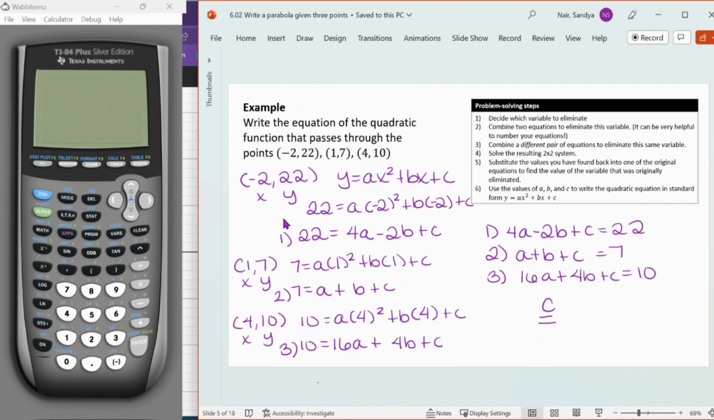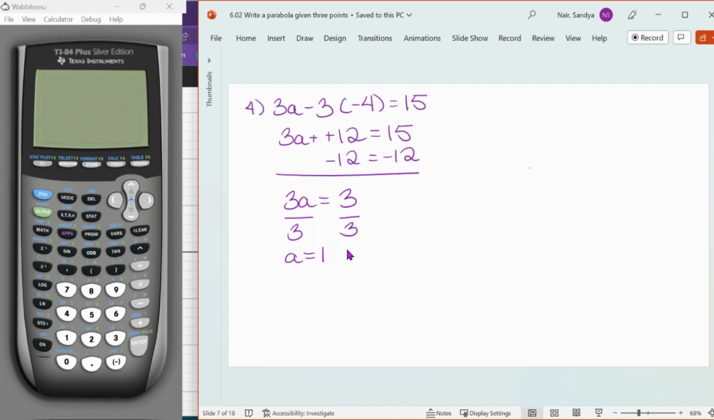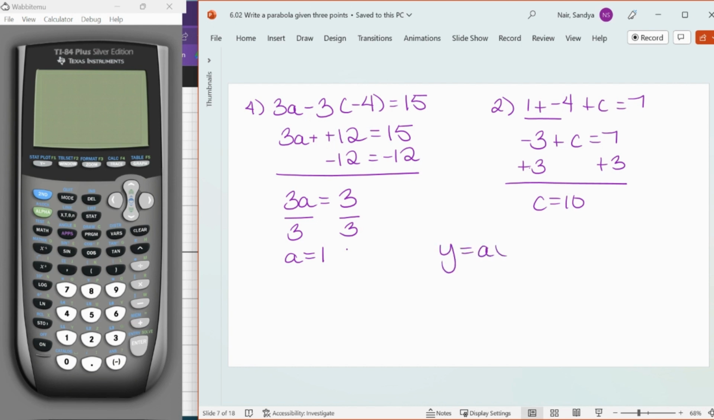So I'm going to go back and use equation number 2. I have a plus b plus c equals 7. So equation 2 is going to be 1 plus negative 4 plus c is equal to 7. 1 plus negative 4 is negative 3, so I have negative 3 plus c equals 7. I can solve this by adding 3 to both sides, and when I do that, I get c equals 10.